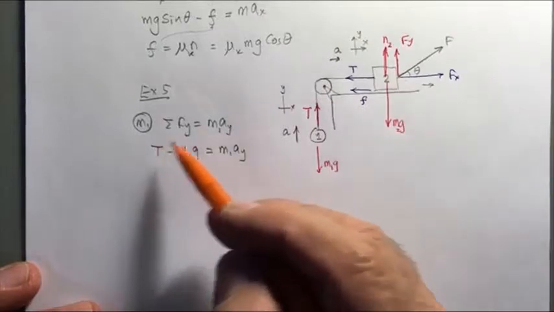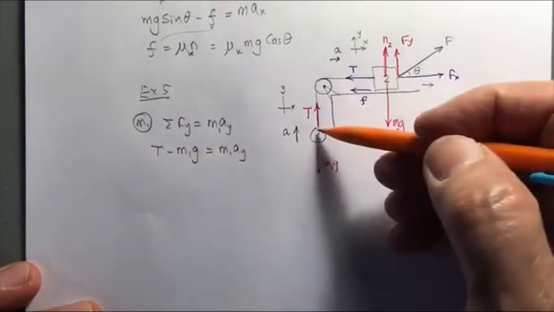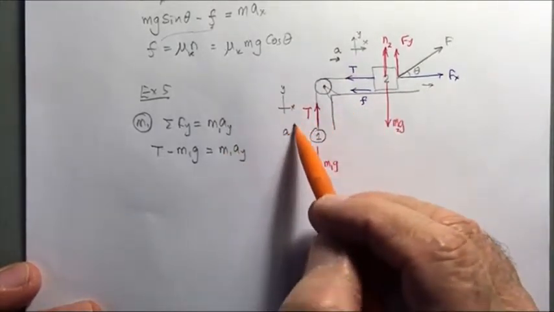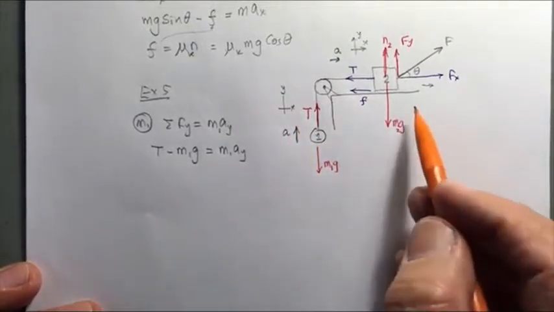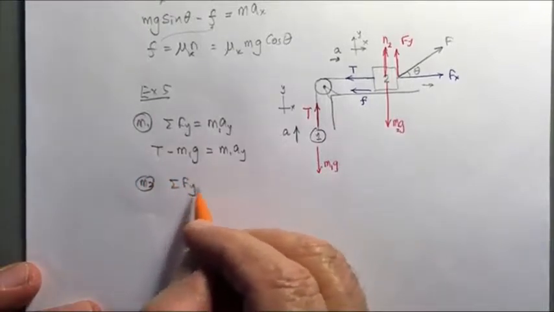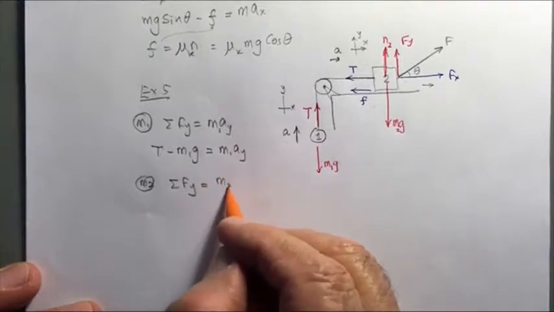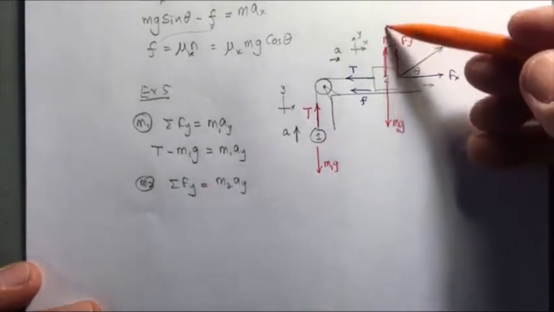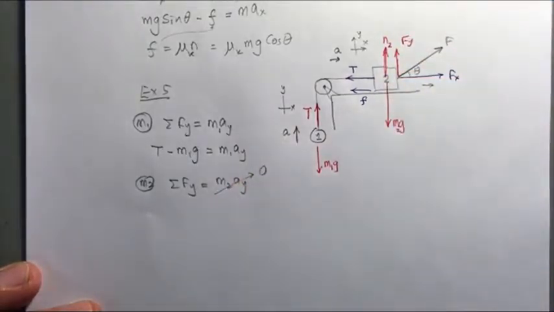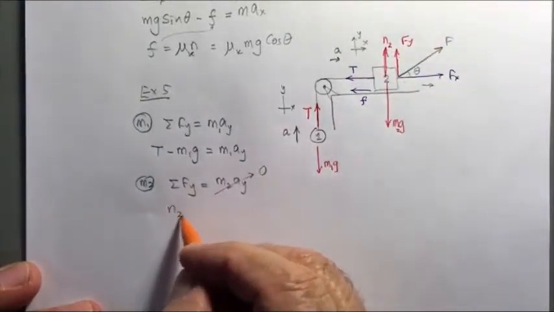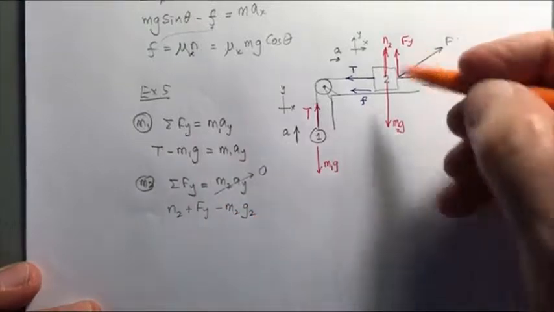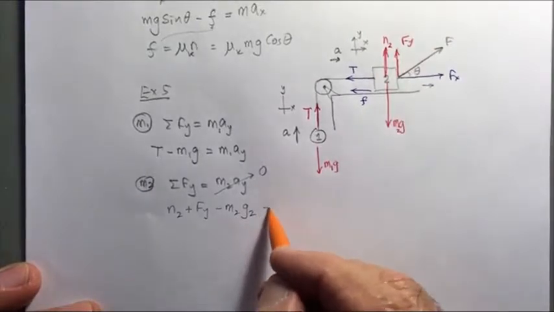But if tension is less than m1g, m1g is bigger, it's going to accelerate downwards, and this will become negative. So with this assumption that it's accelerating upwards, we have this equation. Now we write the equation for m2, and first we write the sum of forces in the y direction, m2 ay. Well, it's not accelerating in the y direction, it's only accelerating in the x direction, so this is 0. And the forces are N2 plus Fy minus m2g, 2 plus and 1 minus, equals 0.